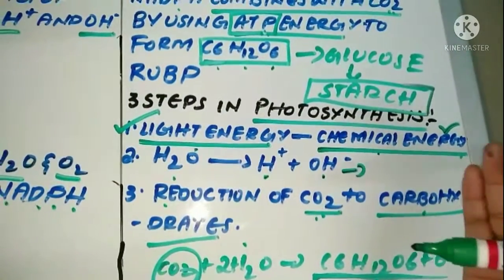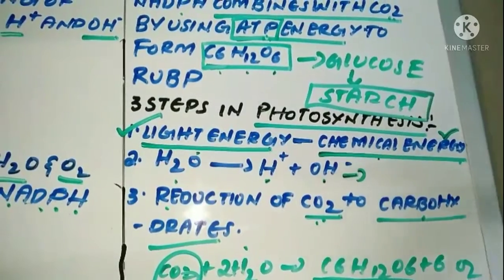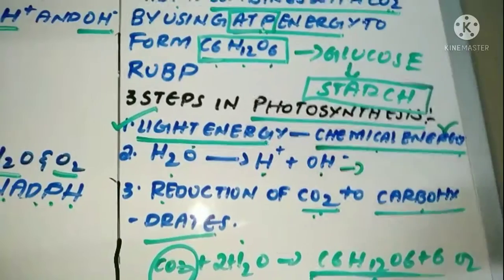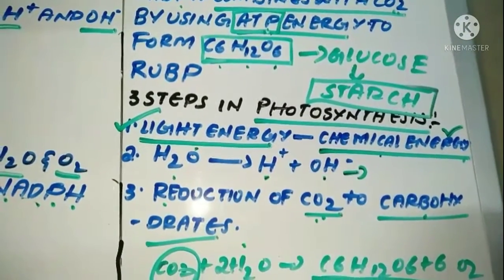So with this video we are done with autotrophic nutrition. Autotrophic nutrition takes place in plants. We are done with the autotrophs, and in the next coming videos I am going to explain you all about heterotrophic nutrition.